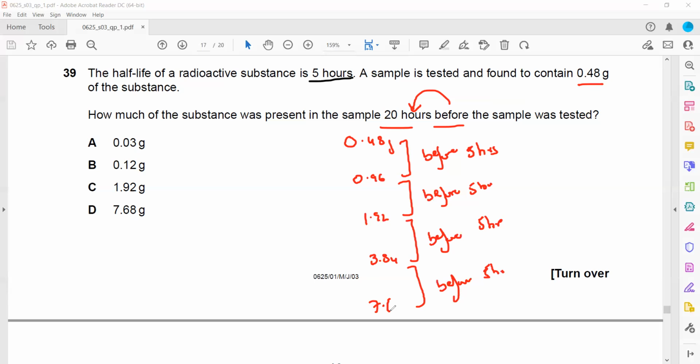So it means 7.68. Because the total interval is 5 hours, 5, 5 and 5, so total 20 hours. So before 20 hours, what was the sample? That was 7.68. So D will be the right answer. So always remember, after a half-life, it will be half of the original value, and before the half-life, it will be double of its original value.